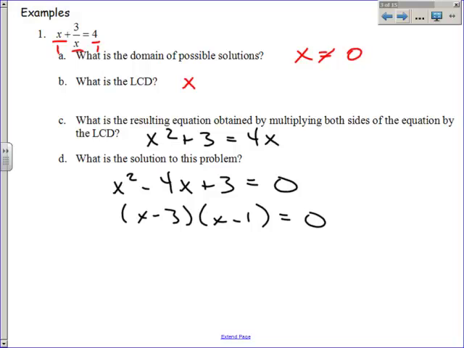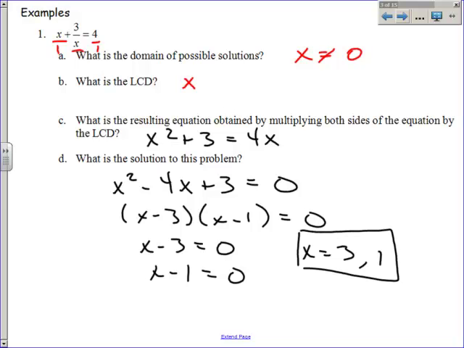Now, if I have a product equal to 0, one or the other factor has to be equal to 0. So either x minus 3 is equal to 0 or x minus 1 is equal to 0. This tells me x is equal to 3, and this tells me x is equal to 1. So my answers are x is equal to 3 or 1. Now, are either of those answers restricted by the domain? No, the only answer restricted by the domain is 0. So unless I did something wrong, that should be my answer.